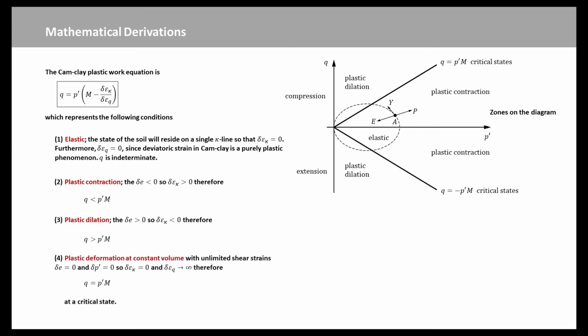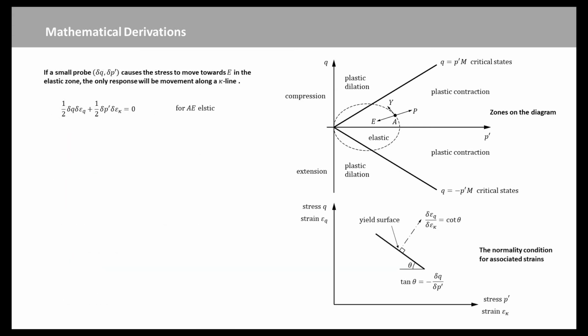The fourth is plastic deformation at constant volume with unlimited shear strain, delta e equal to 0 and delta p dash equal to 0. So delta epsilon kappa equals 0 and delta epsilon q is infinite. Therefore, q equals p dash times M at a critical state. The q versus p dash diagram shows in this figure. This figure also contains an elastic zone which has arbitrarily been drawn fairly close to the origin on the presumption that there are some small stresses which elicit elastic responses in a fairly dense soil.